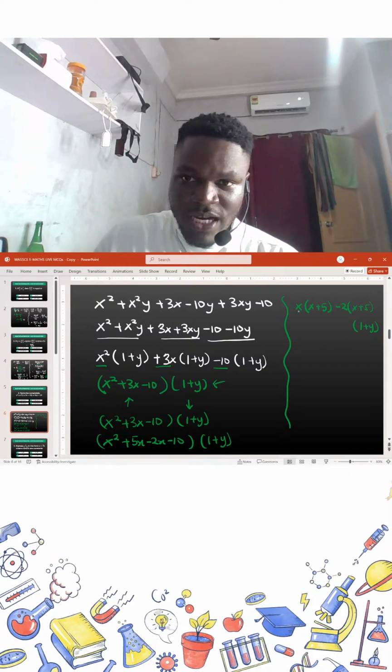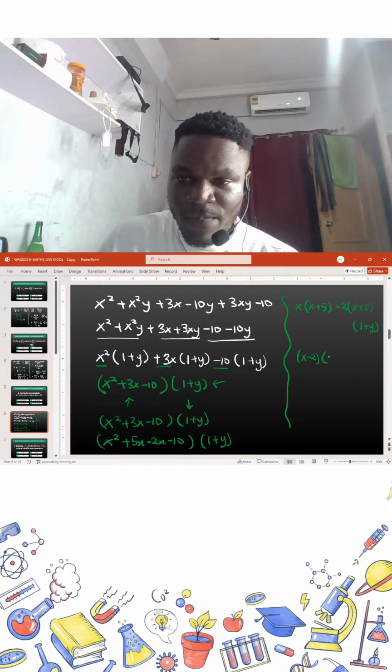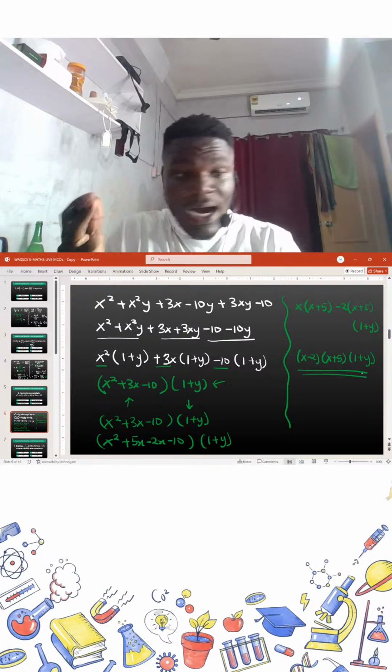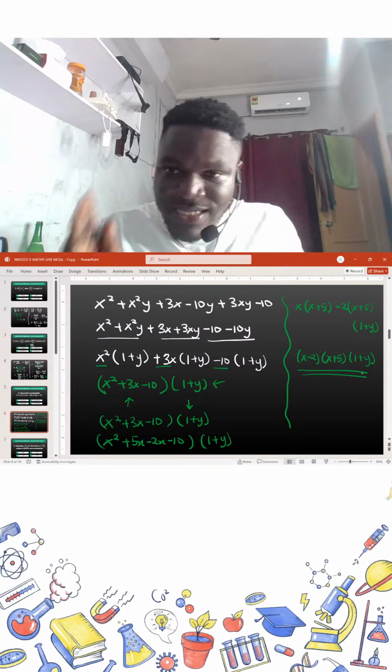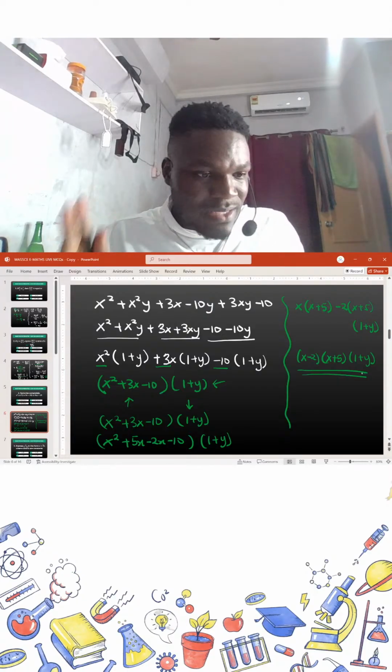Okay. So I now group the x and negative 2 together. So I have x minus 2. x plus 5 is common between these two guys. So I have here x plus 5. And then the last one I have here is 1 plus y. Are you okay? So these are the three expressions that I have. Okay. And that is my answer. So my answer is x minus 2, x plus 5, 1 plus y.